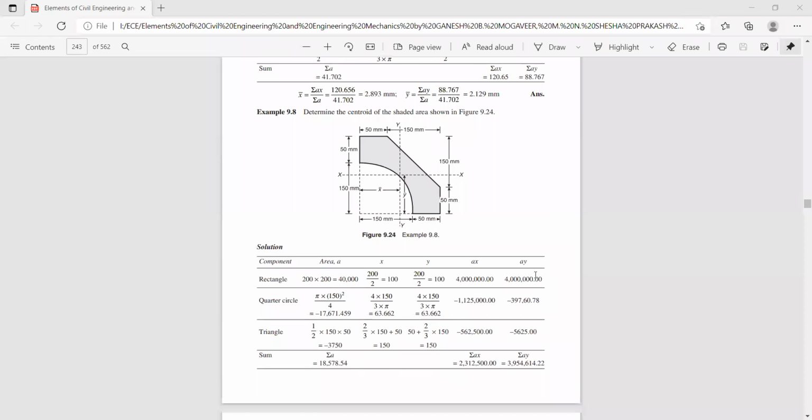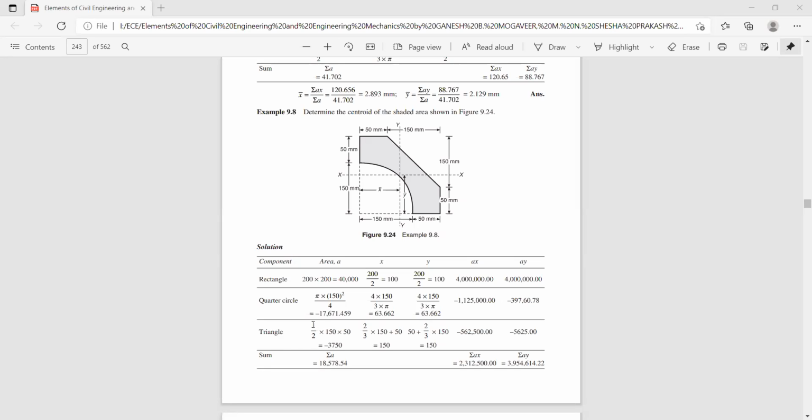Now let us check whether the answers are correct. Now you can see here rectangle 200 into 200, 40,000 millimeters square, and x1 works out to be 200 divided by 2, 100 millimeters, and y1 is also 100 millimeters. So next quarter circle, you have to deduct this, that is pi r square by 4, that is the area, and the centroidal distance measured along the x-axis is 4r by 3 pi, so it is 63.662. So this is x2 and this is y2. y2 is also 4r by 3 pi, both are same.